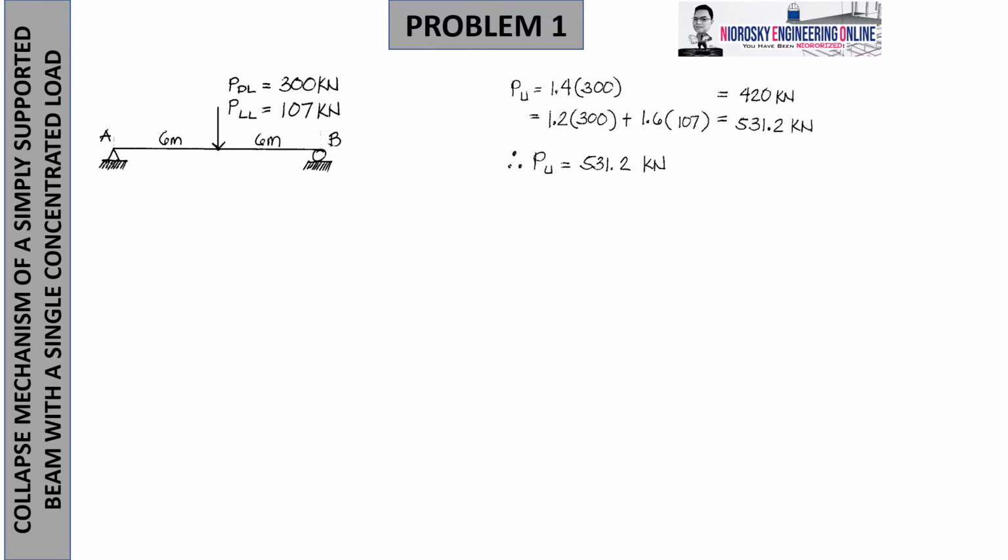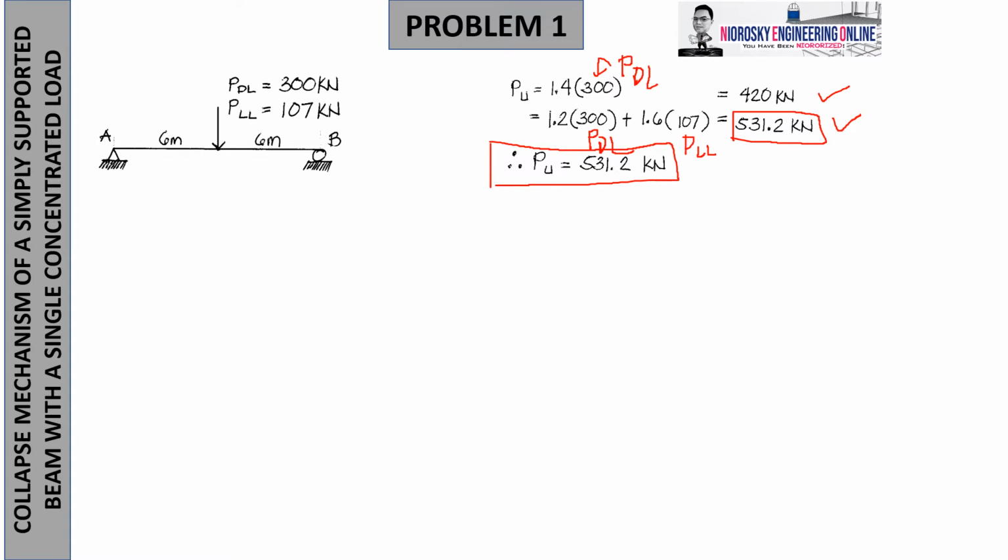Kaya nagkaroon na ito. Don't forget that PDL is 300 and PLL is 107. So, first code, if you recall, this is the 1.4 of PDL as written kanina. And kapag may combination sa dead and live, 1.2 dead load plus 1.6 of live load as shown kanina. So this is the first two code. And then we obtain these two. And then choosing the largest as the most critical, that is 531.2. That's why 531.2 is the value for P sub u that we need to be analyzing. I mean, that's part of the section to be analyzed.